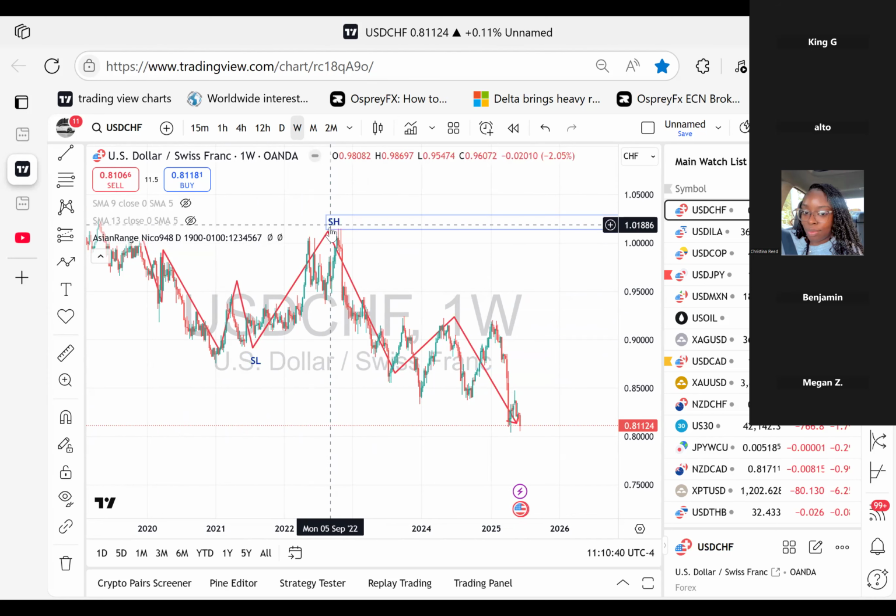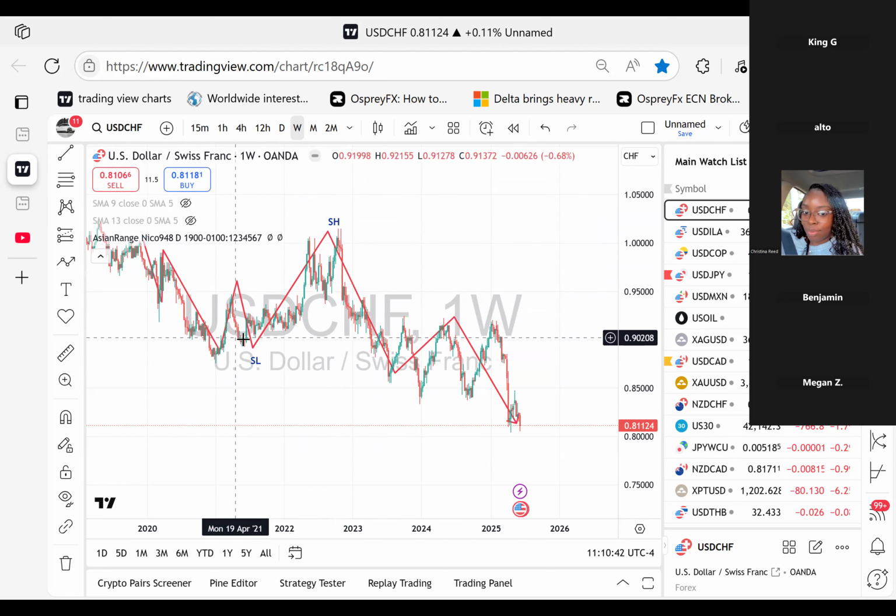Now, once the market pulls back, you want to see if price is going to respect this swing low. When I say respect it, I mean that it doesn't go below it. And we can clearly see that price breaks that swing low. Correct? Yes.